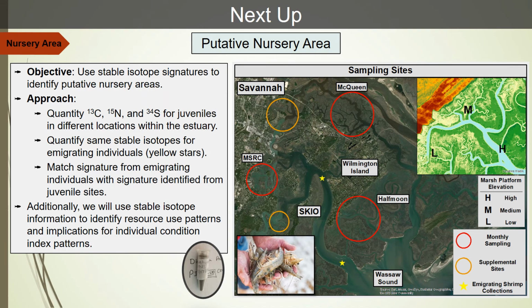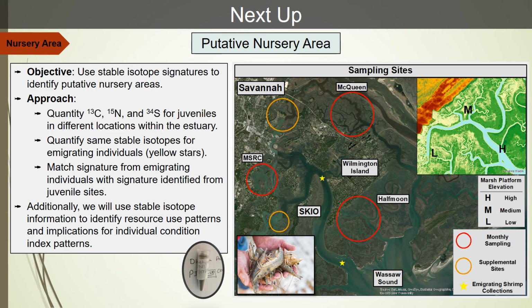Last on our upcoming analysis list is further exploring what areas of the estuary are contributing most to the adult population of white shrimp. To accomplish this, we are using stable isotope signatures to identify putative nursery areas. Within each of our regular sampling locations, as well as 2 additional regions of the estuary, highlighted by the orange circles on this map, we are quantifying carbon-13, nitrogen-15, and sulfur-34 isotope signatures from juvenile shrimp. Additionally, we will quantify the same isotope signatures from individuals emigrating from the estuary. These will occur at the yellow star locations on this map.